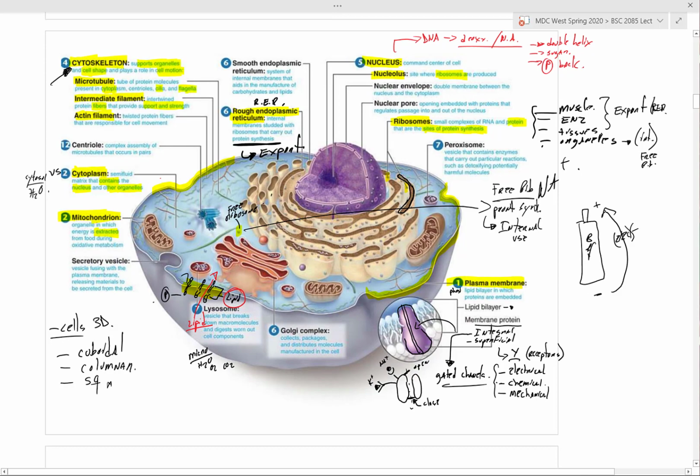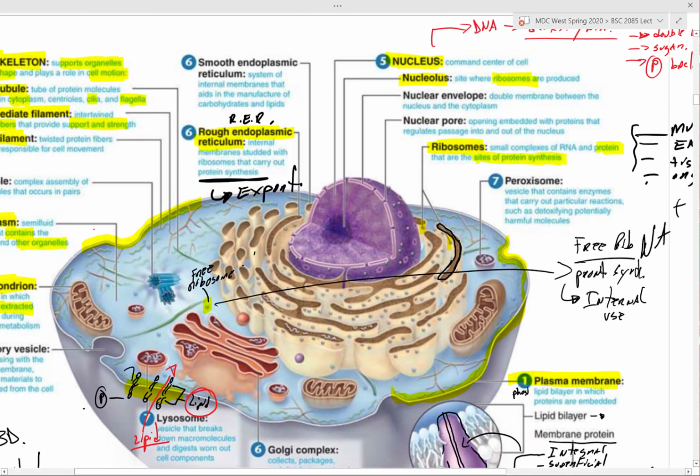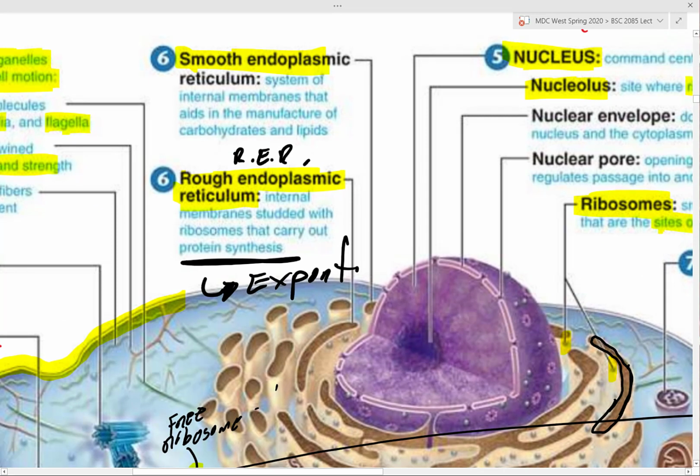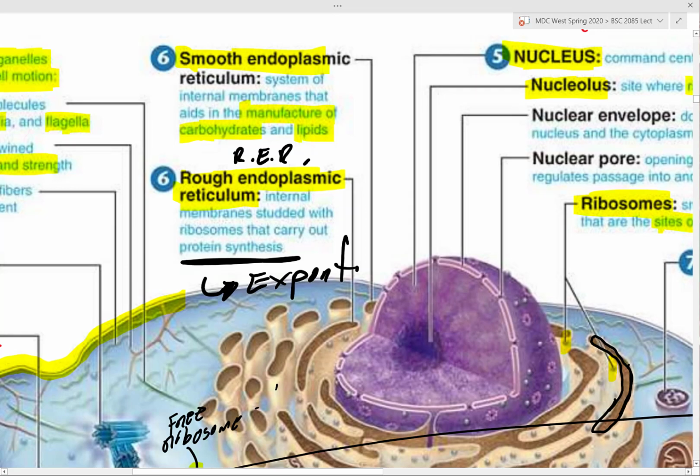No? All right. So the next one that we're going to talk about is the smooth endoplasmic reticulum. The smooth endoplasmic reticulum is basically for what? Let me open that up. And it says carbohydrates and lipids. It says manufacture. It means you're going to create what? You're going to build, you're going to synthesize what in there? Carbs and lipids.